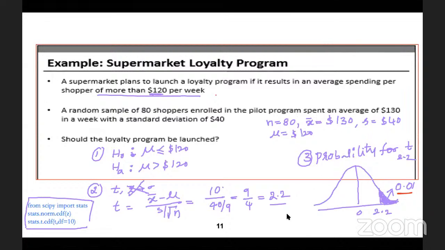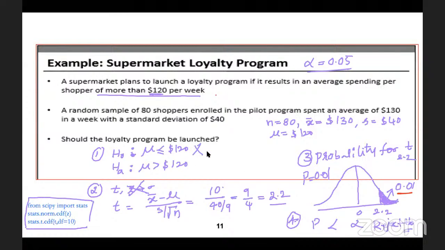Now fourth step. The alpha. We have not been given an alpha value, so we can assume 0.05 as the alpha value. Compare p with alpha. The p value is 0.01. Since p is less than alpha, that is 0.01 is less than 0.05, as per our steps we reject the null hypothesis. Reject H naught. That means we are going to reject this H naught.